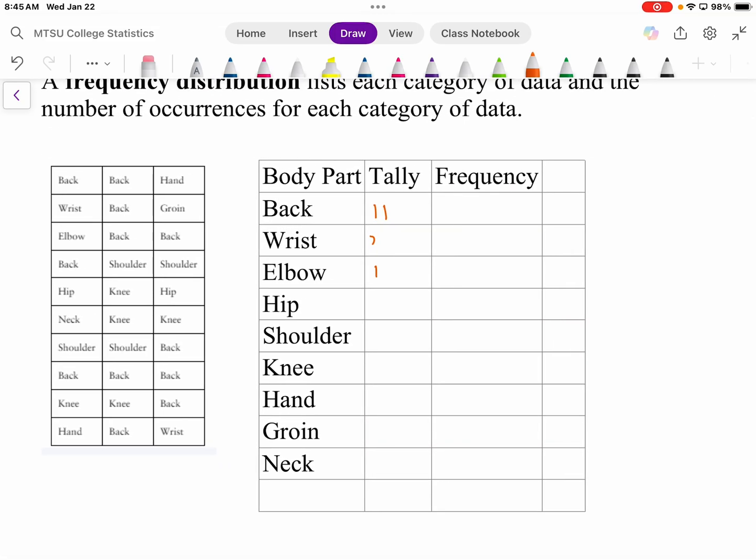You can do the tally marks, and then once you get done tallying them all up, find the sum of each of the different categories for wrist, back, elbow, hip, and such. So again, I'll give you a chance to work ahead of me and create that. Some of these I already have done for us just because it'd be so labor intensive. This is a good one to get warmed up.